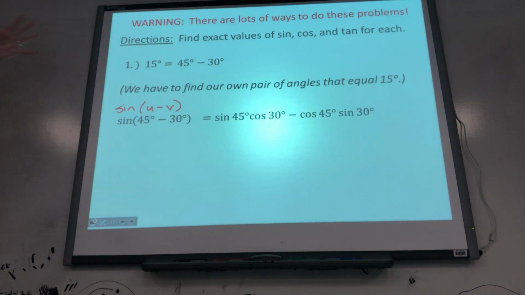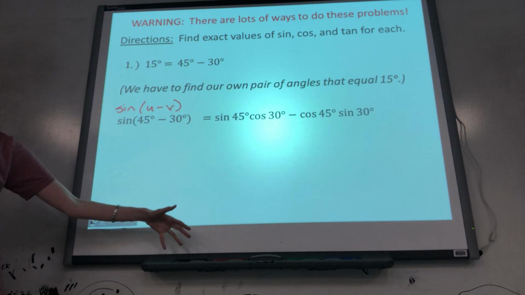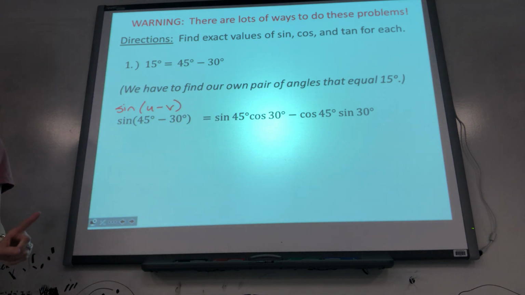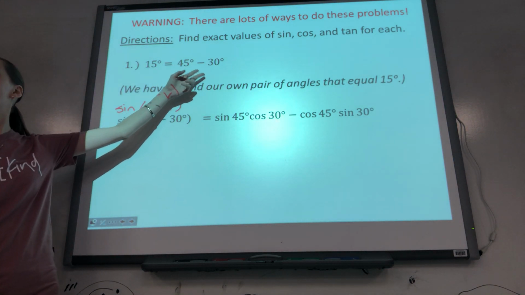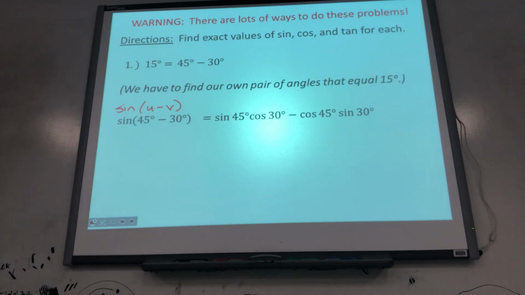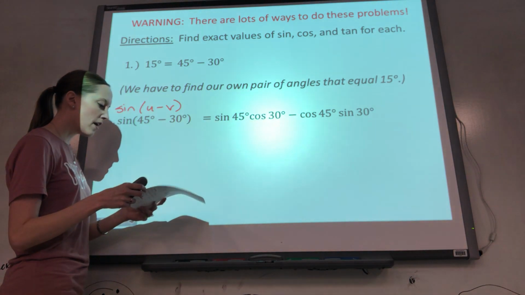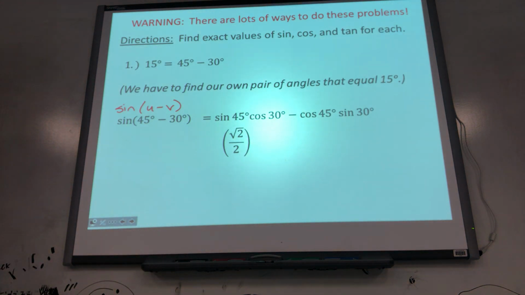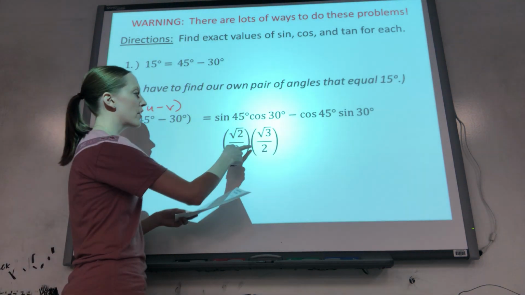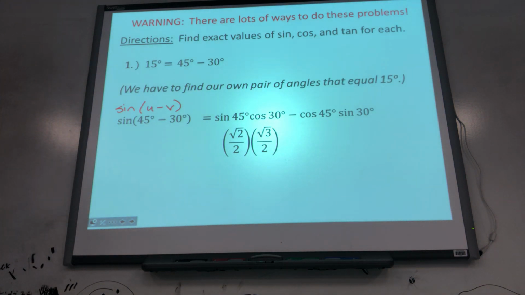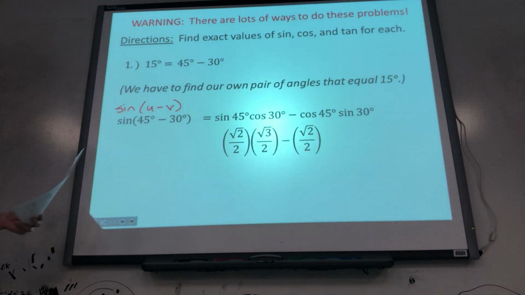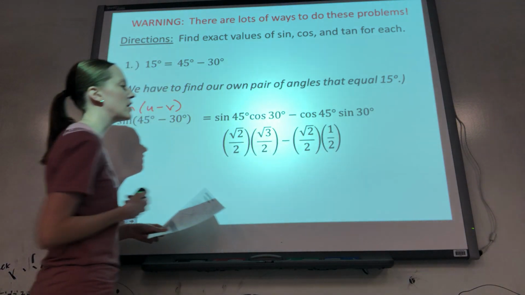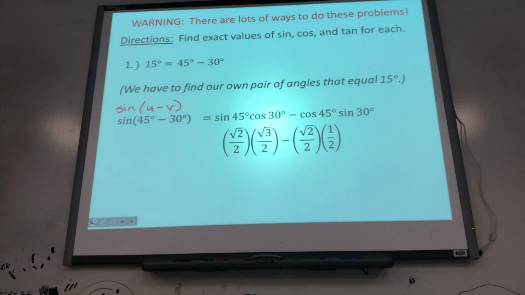And to be honest, from this point on, everything else about this problem is exactly the same as yesterday. The only difference today is this part right here. You have to find your own pair of angles. So here we go. Sine of 45, that's radical 2 over 2. Cosine of 30, that is radical 3 over 2. Minus cosine of 45, which is radical 2 over 2, times sine of 30, which is 1/2.